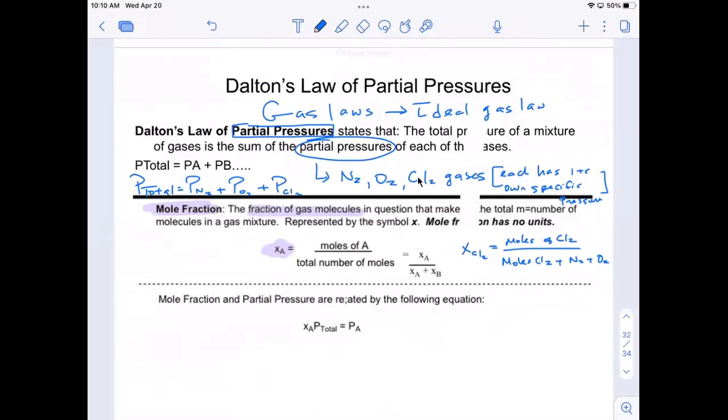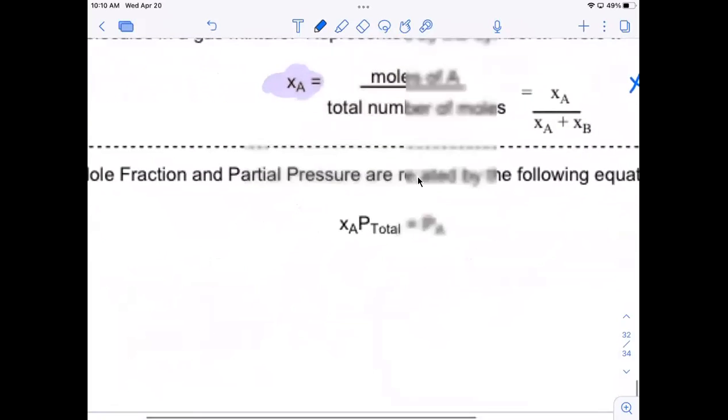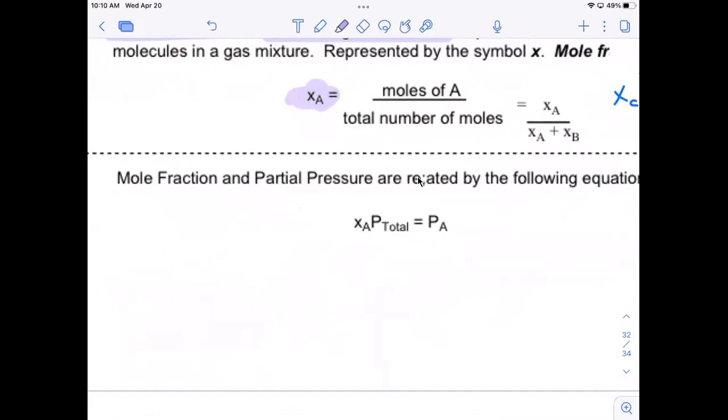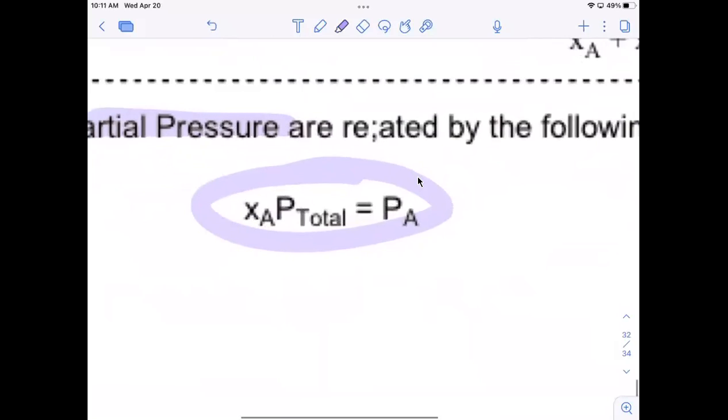That mole fraction can be easily calculated if you know the number of moles of the gas or gases in question. Sometimes you can solve for it, other times you can just calculate it. The way you relate mole fraction and partial pressure is through this equation: the mole fraction times the total pressure will give you the partial pressure of that particular gas. A is one of your gases, so it can be chlorine, nitrogen, or oxygen, depending on which one you're looking for.